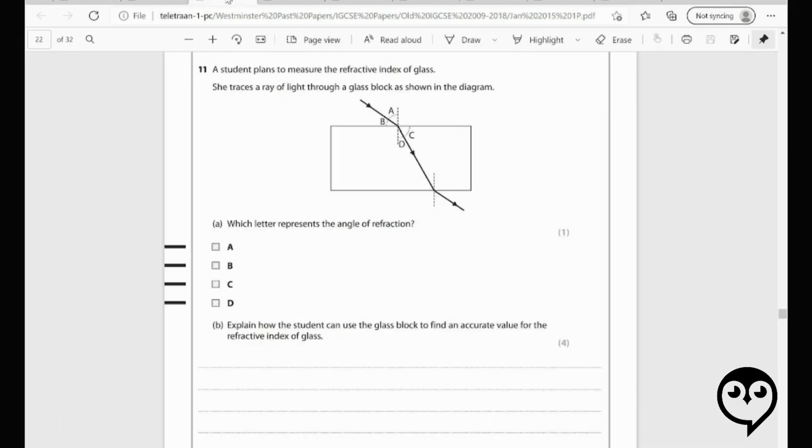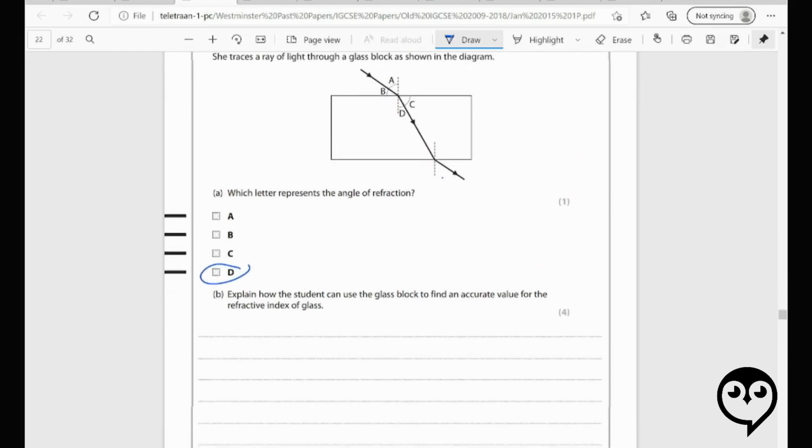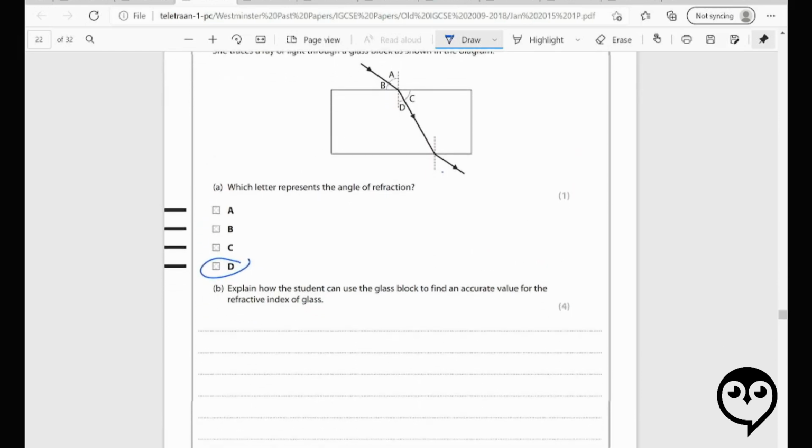Okay, this is from January 2015, paper 1. Which letter represents the angle of refraction? It will be D. It is measured from the normal. Explain how the student can use the glass block to find an accurate value of refractive index. So you've probably done this practical in class. I'm not going to write it all below, but basically, usually there's a line set up. You have a normal drawing.